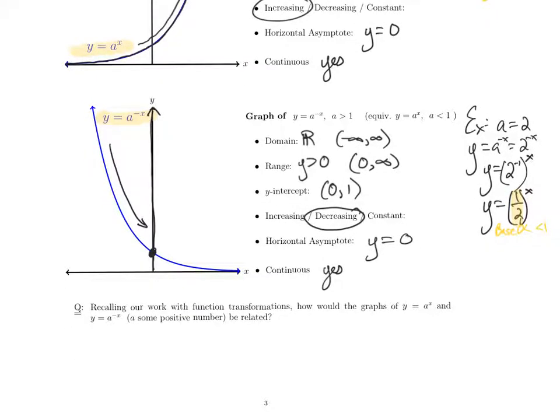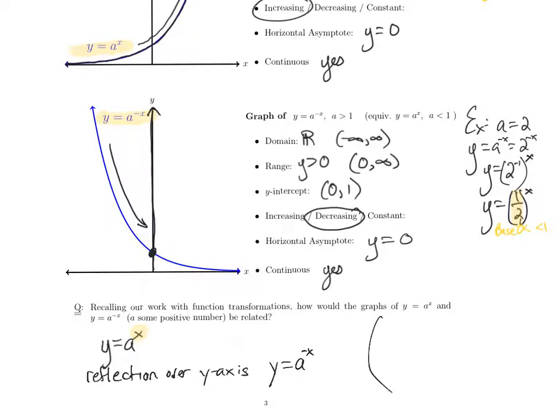So let's take a look at the little question at the bottom here. Recalling our work with function transformations, how would the graphs of y equals a to the x and y equals a to the negative x, where a is a fixed positive number, be related to each other? I just want to point out that if we want to do a reflection over the y-axis, then we take the place that is inside the function, which is right here, and we make that into a negative. So the reflection over the y-axis will be created by changing the sign.